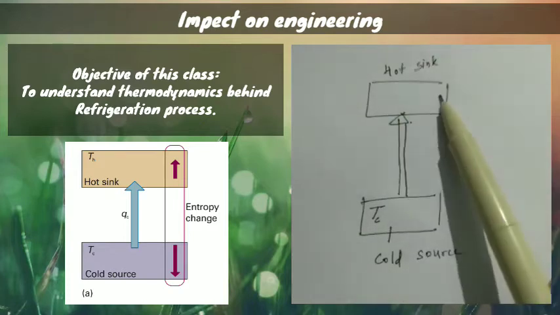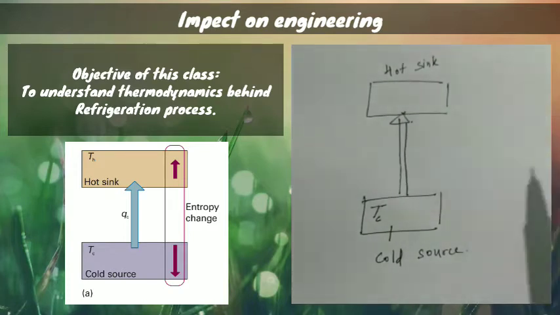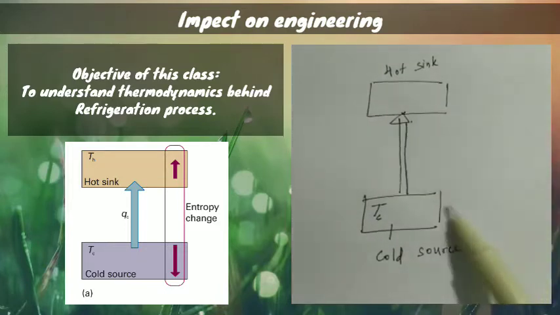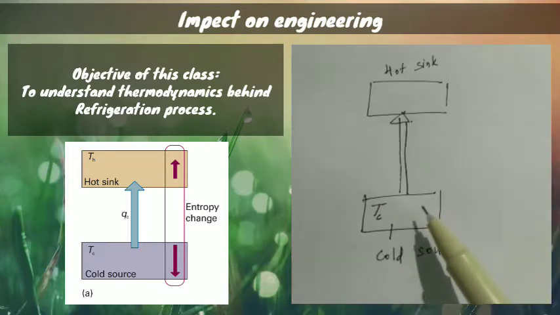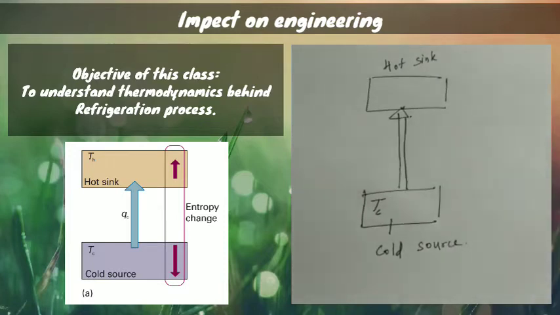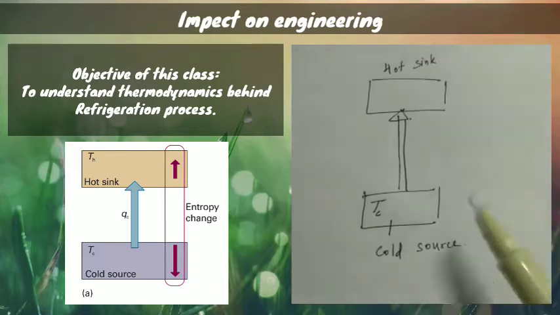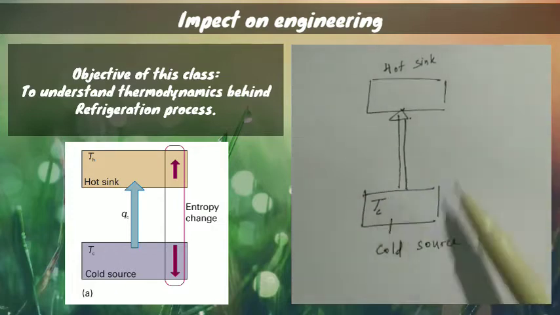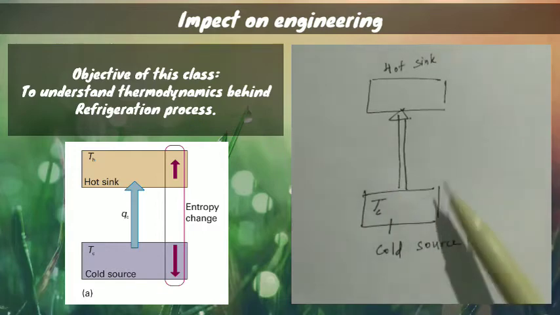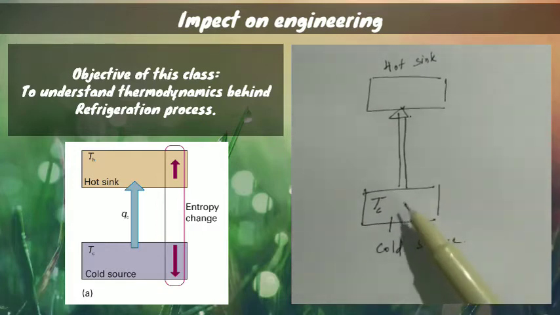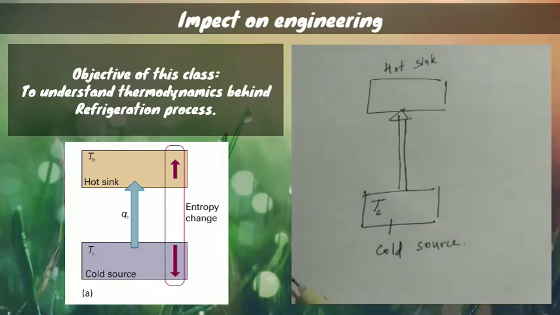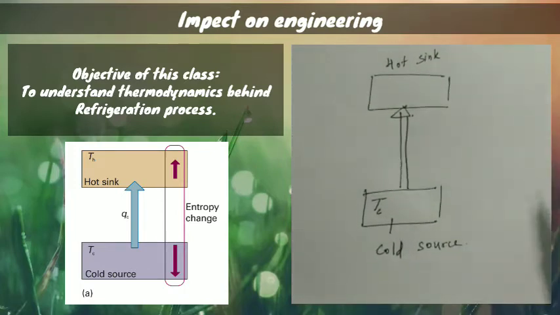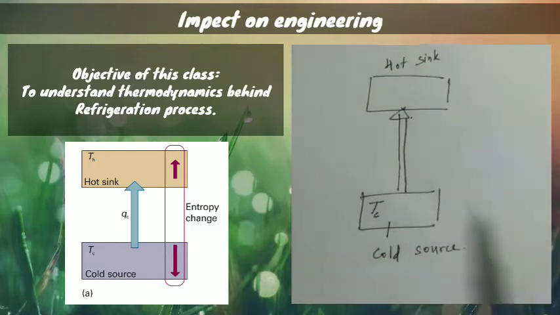The room temperature of the surrounding in normal condition is almost 25 degrees Celsius, and inside the refrigerator we want the temperature below 4 degrees Celsius. So to cool the inside of the refrigerator, we have to remove heat energy from the refrigerator to the surrounding. This process is not a spontaneous process.